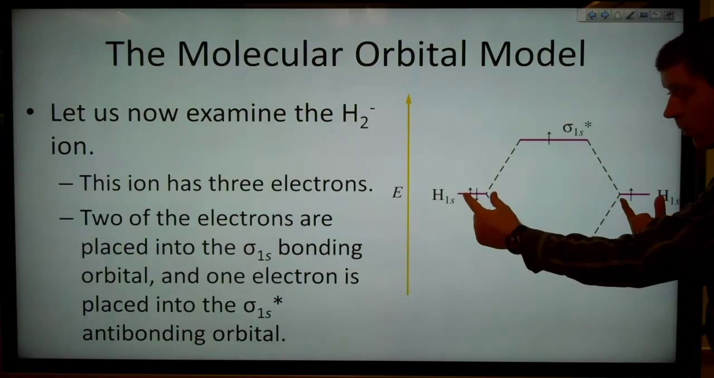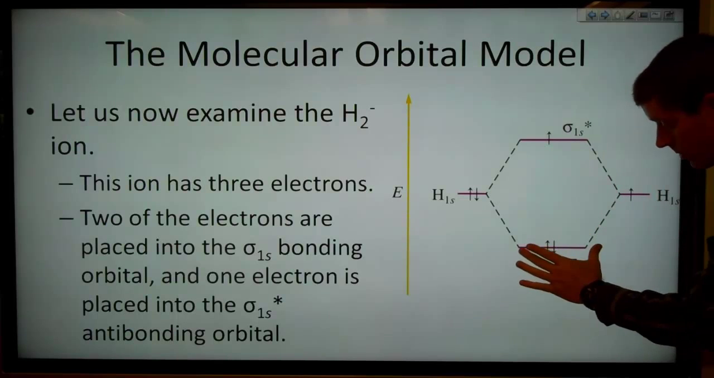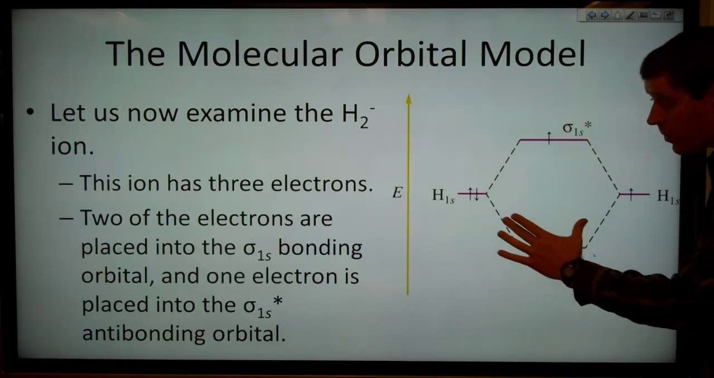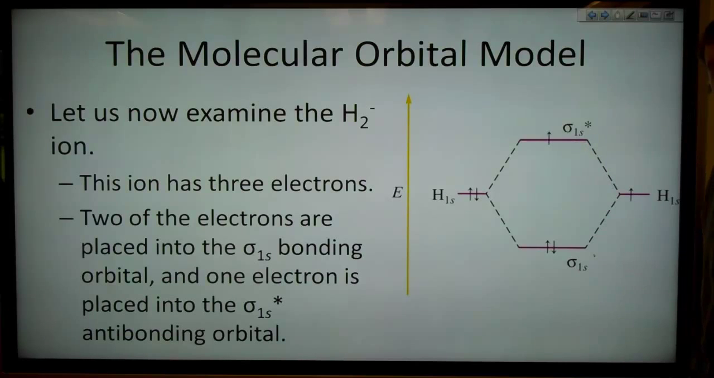Now remember, these 2 orbitals go away. They get mixed together, so we don't have them available. So now we have the sigma 1s. Well, we put 2 electrons in there. We need to put 1 more electron in. That has to go into the sigma 1s star, the antibonding orbital.